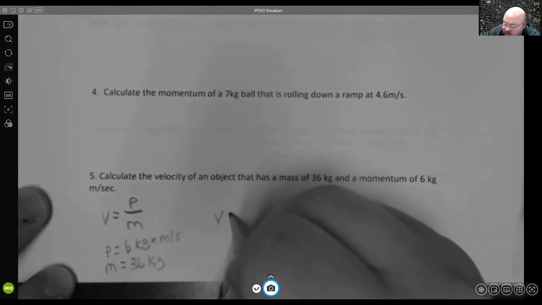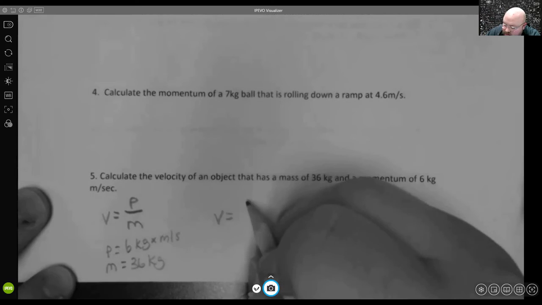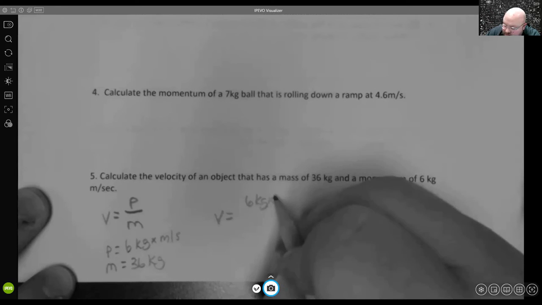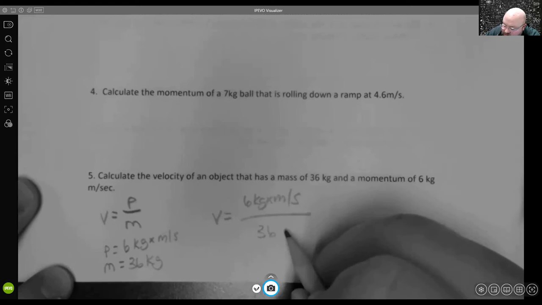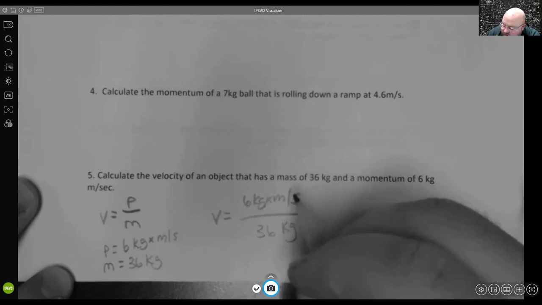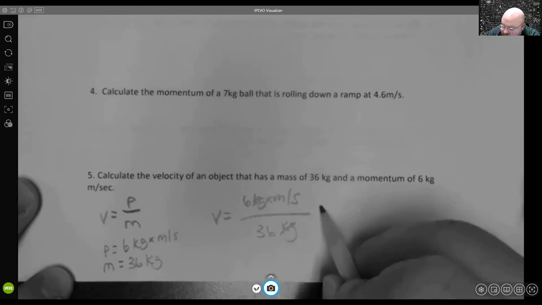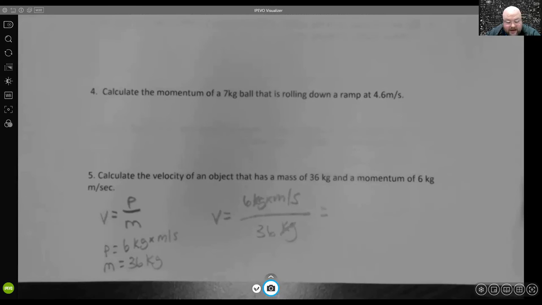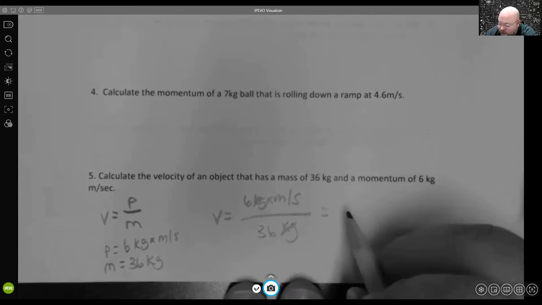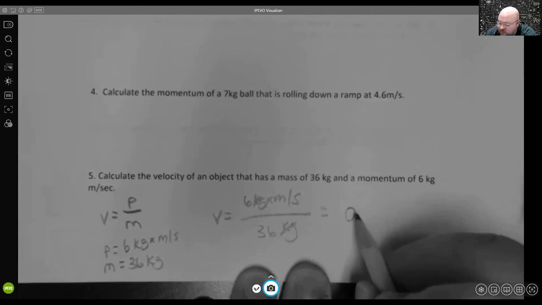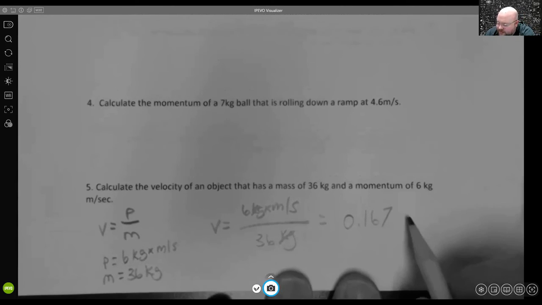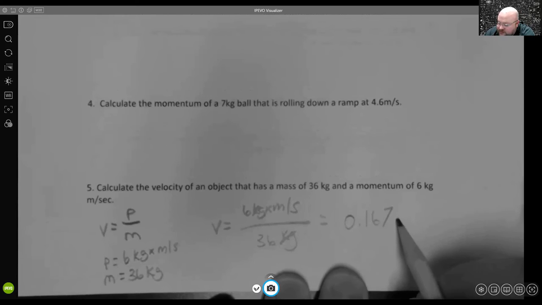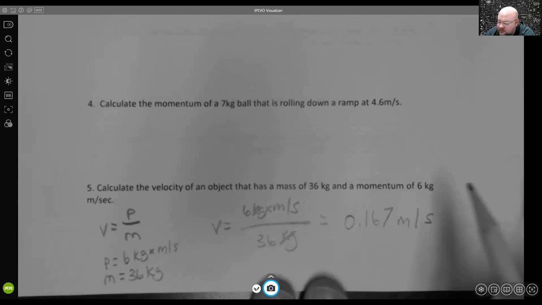So now we just plug it all in. 6 kilograms times meters per second divided by 36 kilograms. And the kilograms cancel out. So 6 divided by 36, this is going to be a decimal, and it rounds to 0.167. And again, it's velocity, so it's meters per second.